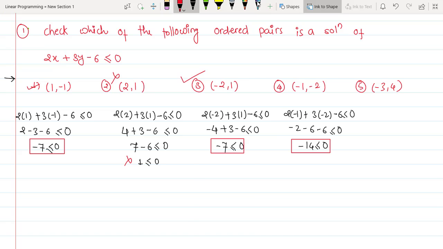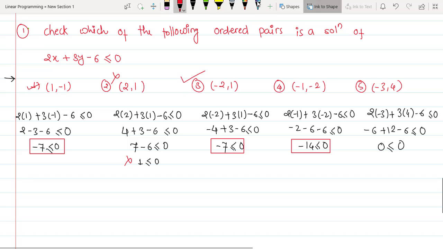And the last one is a simple one. It's 2 into minus 3 plus 3 into 4 minus 6 less than or equals to 0. So it's minus 6 plus 12 minus 6 is less than or equals to 0. So 0 is less than or equals to 0. Tell me whether the given condition is satisfied or not. 0 is less than or equal to 0. Yes, of course. Because of that equal to, we say the given ordered pair is the solution.